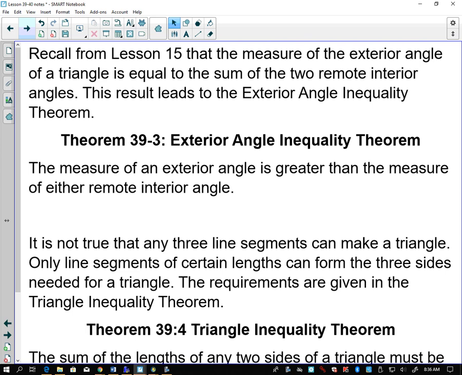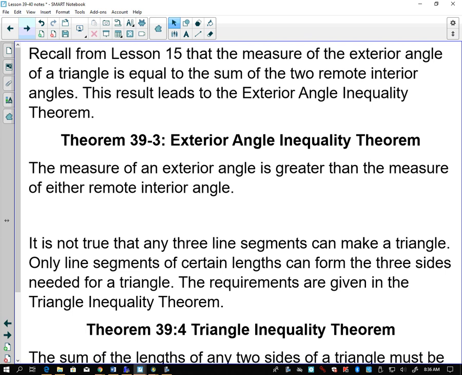You want to recall way back in lesson 15 that the measure of the exterior angle of a triangle is equal to the sum of the two remote interior angles, right? We could add those two things up, and they're going to be equal to that exterior angle that's outside the third angle.